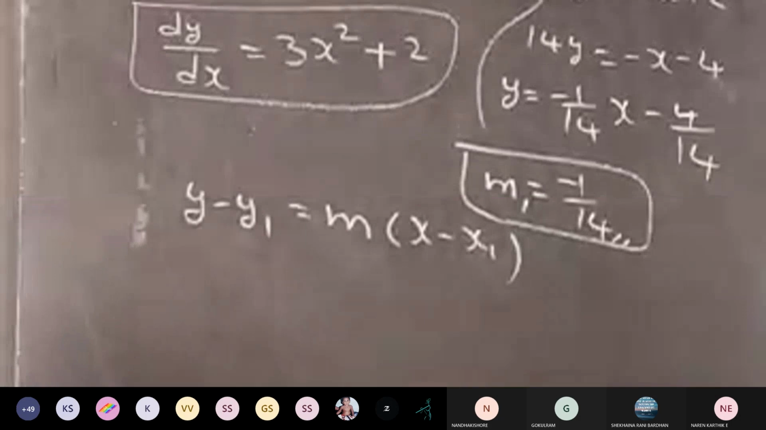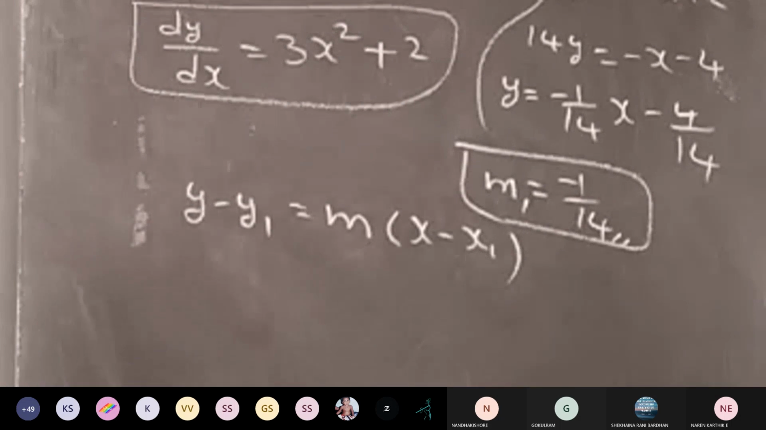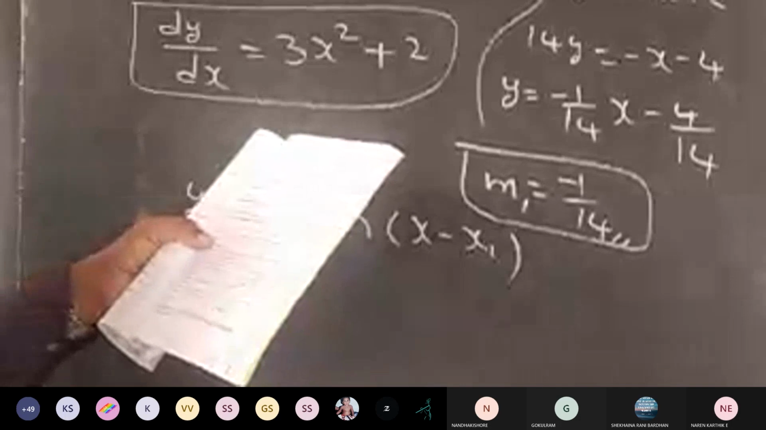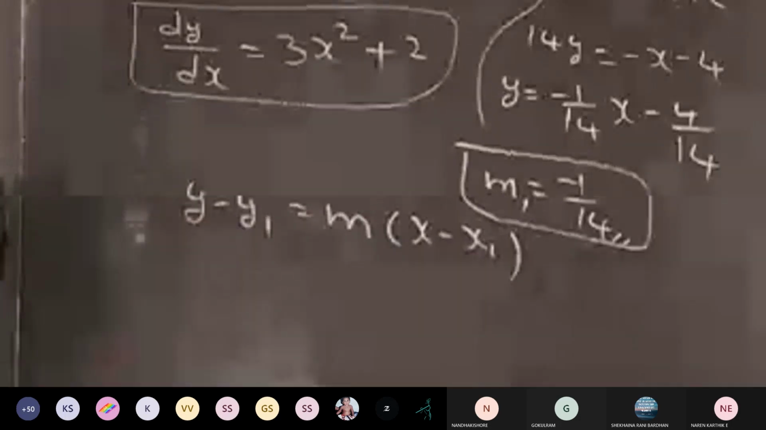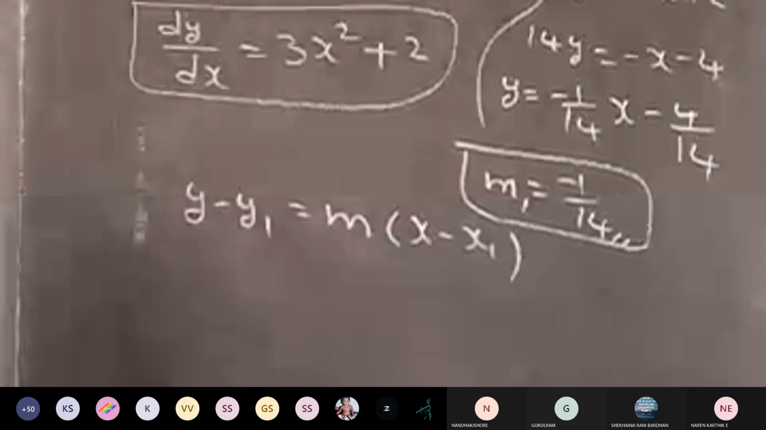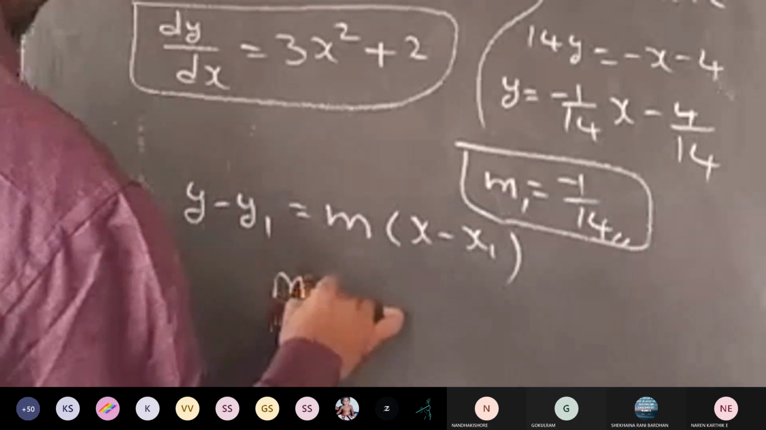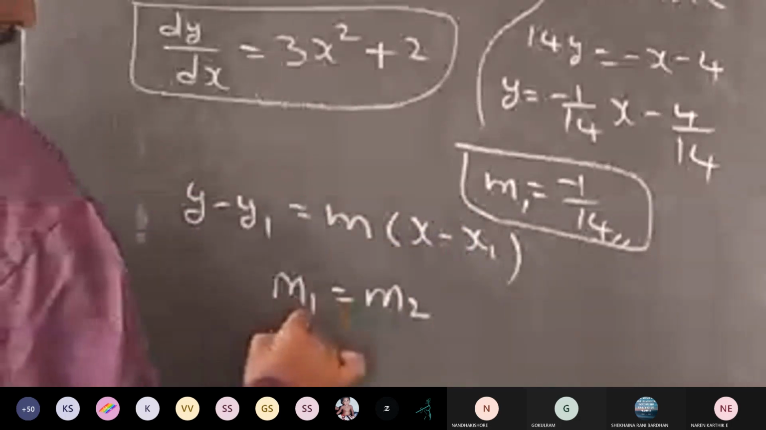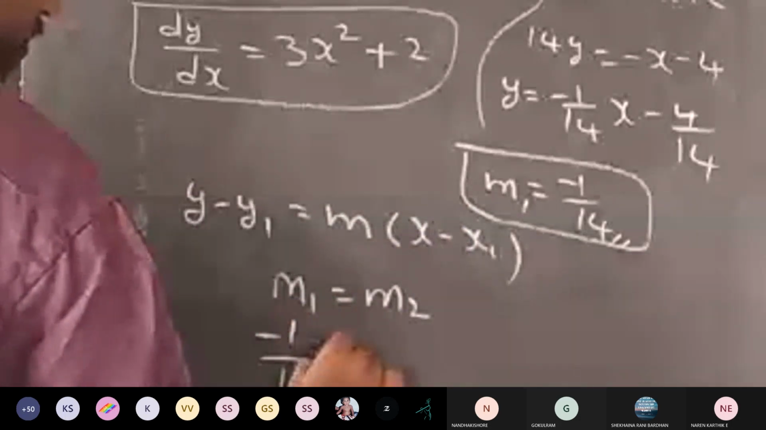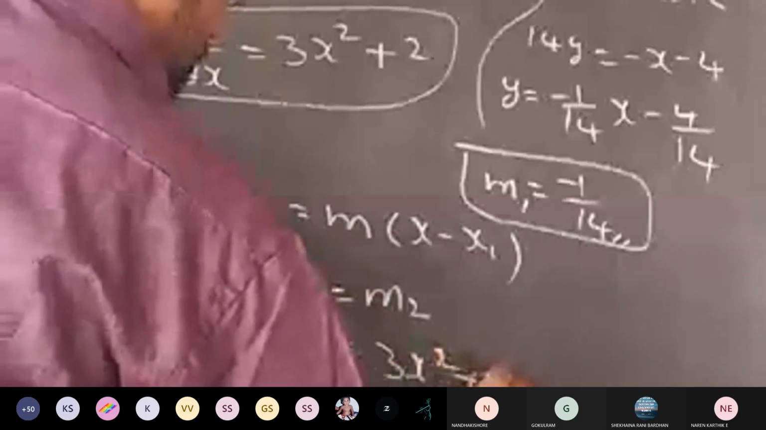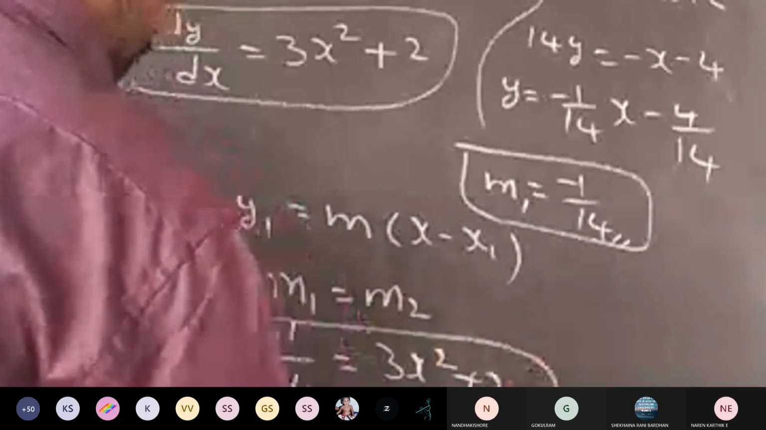What is it asking? It is asking for parallel lines. Parallel lines means m1 = m2. So m1 means -1/14 is equal to 3x² + 2. Once you can copy this one up to here.